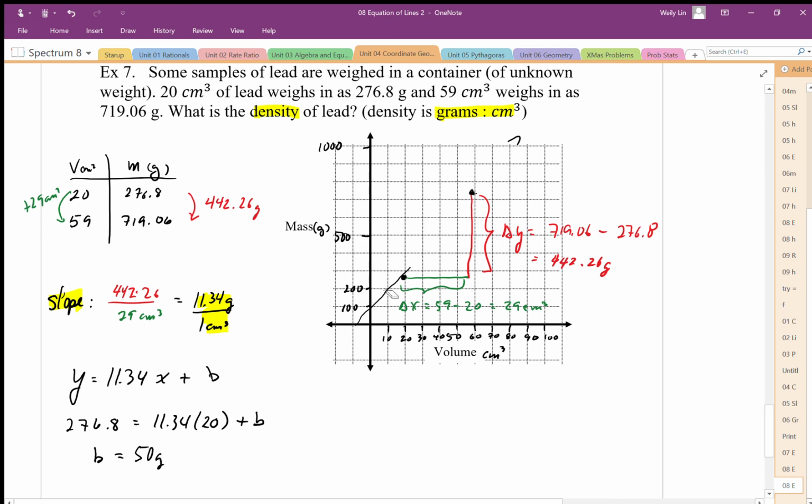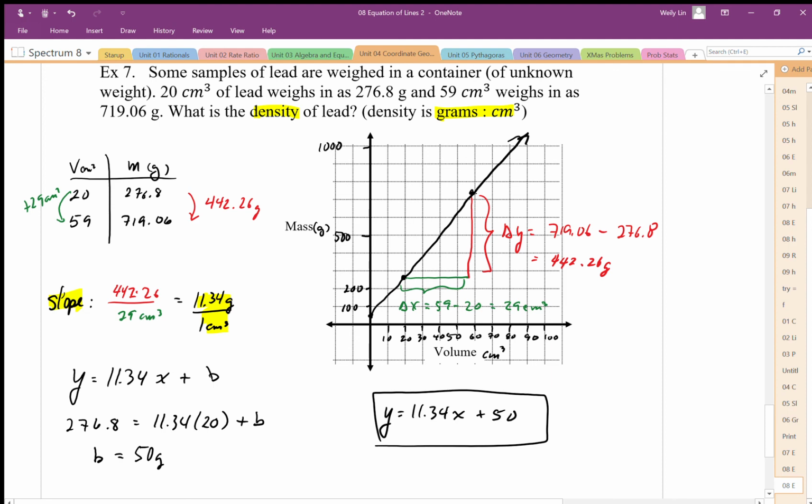My graph is a little bit inaccurate here. I should maybe just re-sketch this. We're going to start at 50 grams and go up in a straight line pattern. That rate is our density rate, actually. The constant rate in the problem is density. And the starting point is going to be 50 grams, which is our container weight. So we get 11.34 x plus 50 grams, and there's our equation.